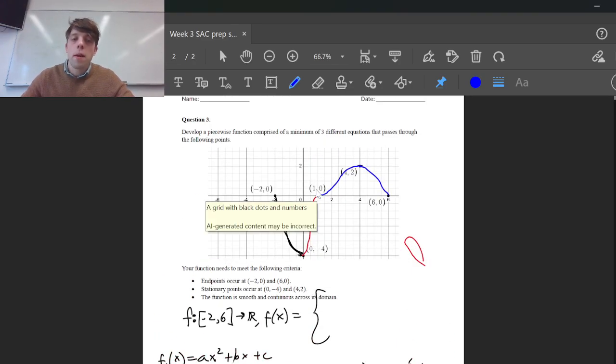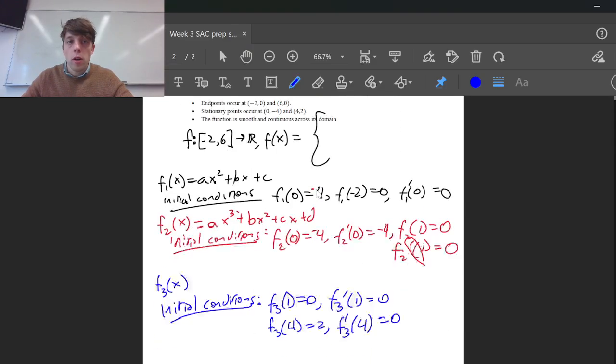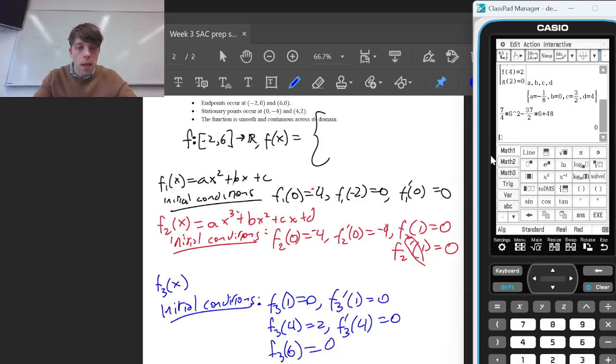And then the final piece of information we've been given is that the point (6, 0) needs to lie on the curve. Therefore f3 of 6 is equal to 0. And believe it or not, that is all you need to do in order to work it out. But what you do need to know as well is how to use your CAS calculator. I'm not going to show you all of these. The procedure is exactly the same every single time, but let me give you an example, working out the third one.